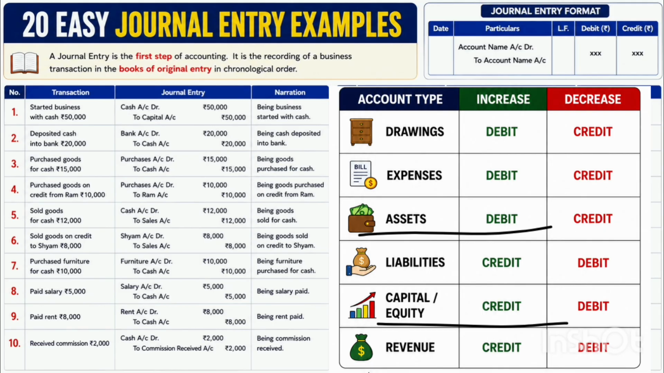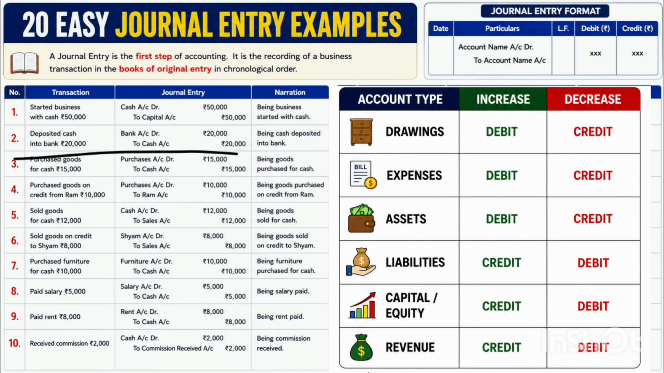Now cash is coming into the business, so definitely our cash is getting increased, so we have to debit it. Capital is also getting increased, but capital has a credit balance, so we have to credit it, because whenever it increases we credit it. So the cash account will have a debit balance and the capital a credit balance. What will be the journal entry? Cash account debit to capital account, and we record the amount, 50,000. We also record the narration: being business started with cash.